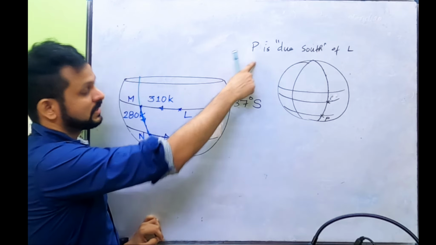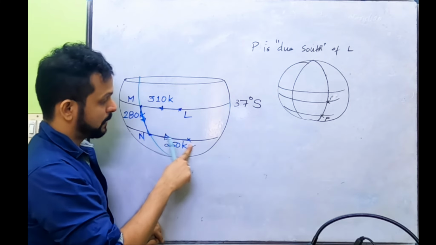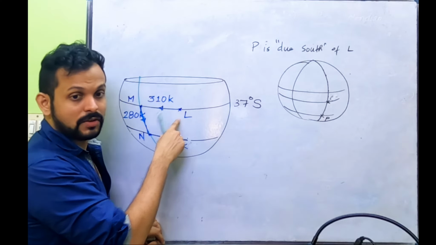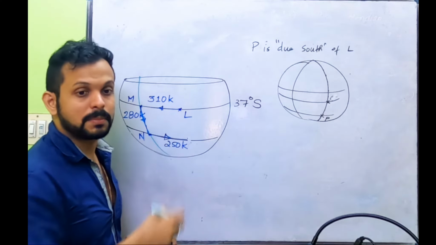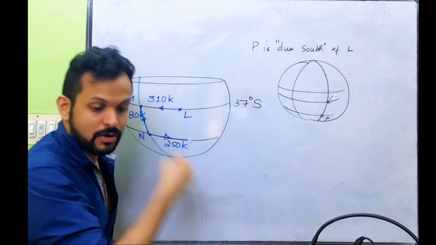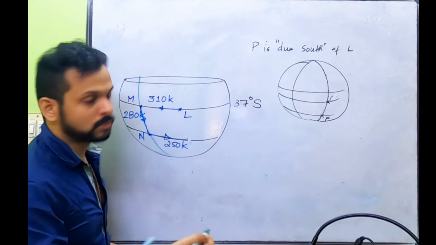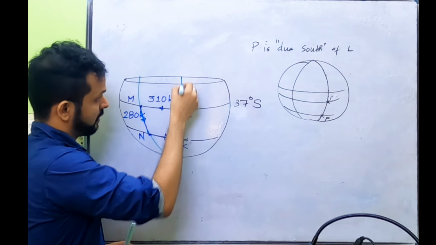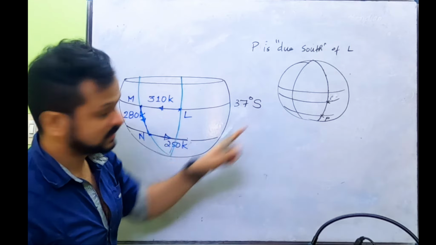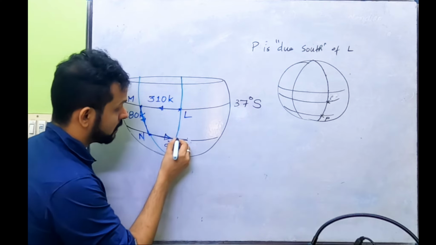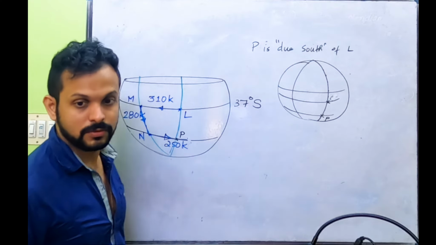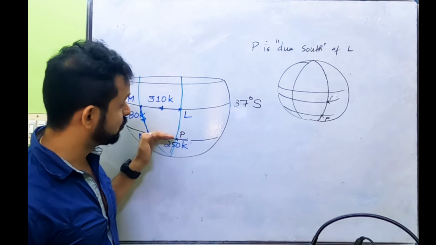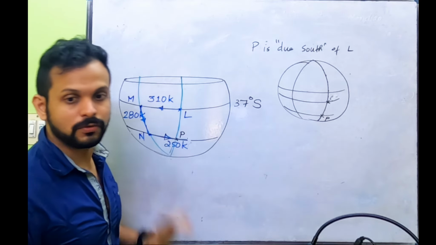And they say that P, the final point which you reached, is south of L. So how will I find the point P? I have to first draw the meridian passing through P, and P is going to lie somewhere on that meridian south of L. So if I draw the meridian passing through L, this is the meridian passing through L. Now P is south of L means P is here. Do you understand? On the same meridian, south of L. You can see L is due north of P and P is due south of L.